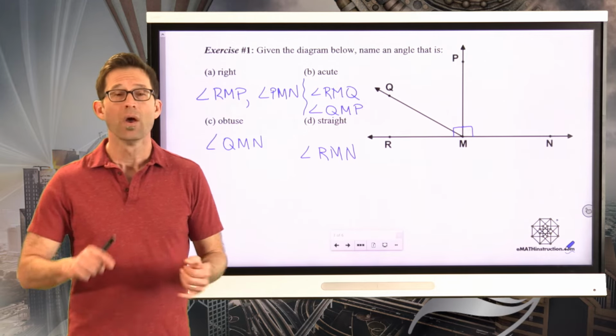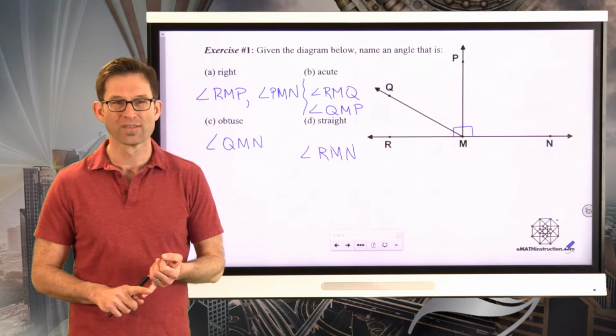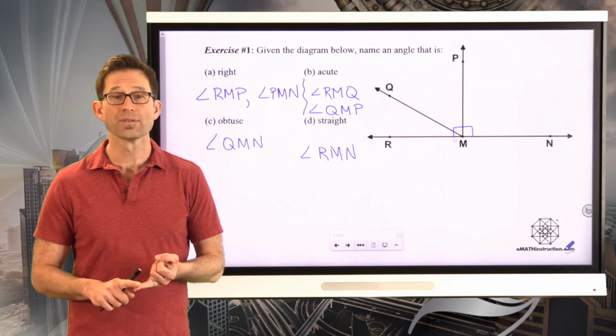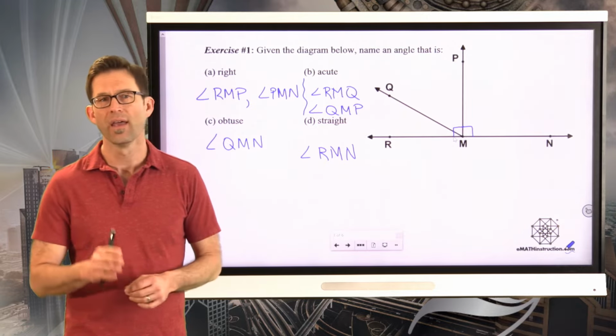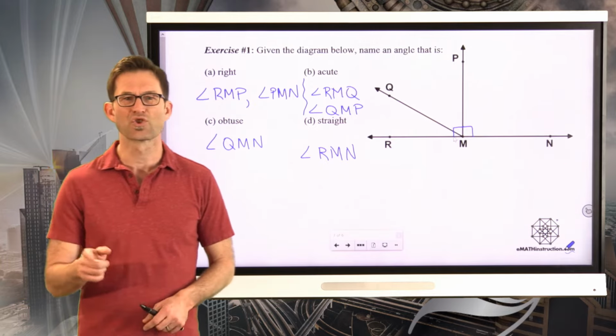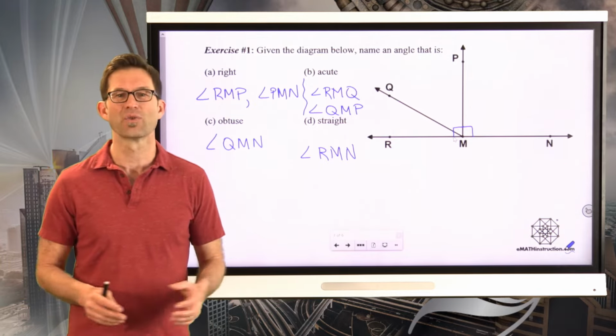All right, so we've got acute angles, angles that are less than 90, right angles, angles exactly equal to 90, and obtuse angles, angles greater than 90, and of course the really weird ones, straight angles, angles that look like straight lines, right?